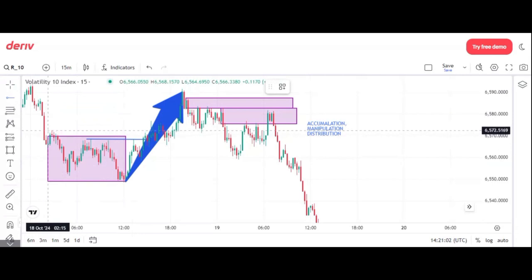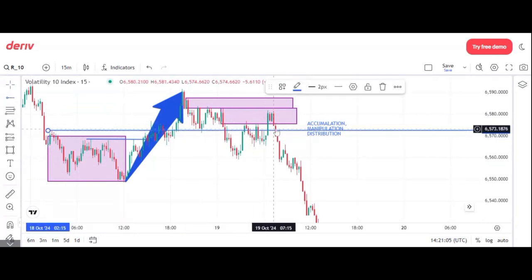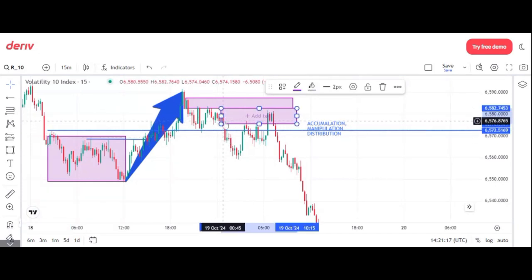So after this accumulation here, you are done, and you can see at this zone the accumulation is over. At this point, you can see this area here. We can see that order block showing us that the market has come down, and then after coming down, it retraces, making a retest to the upside. With that, we now have a strong belief that the market will go down.